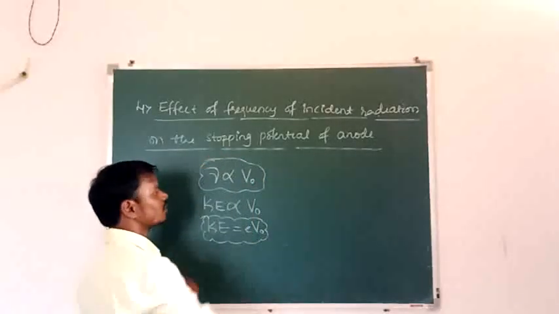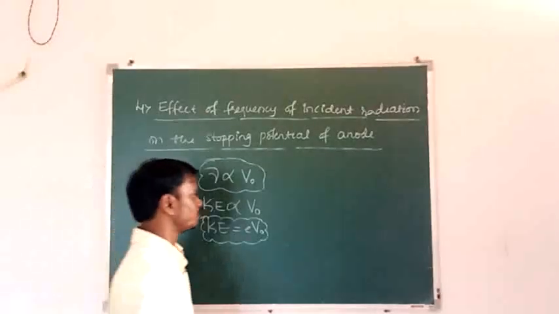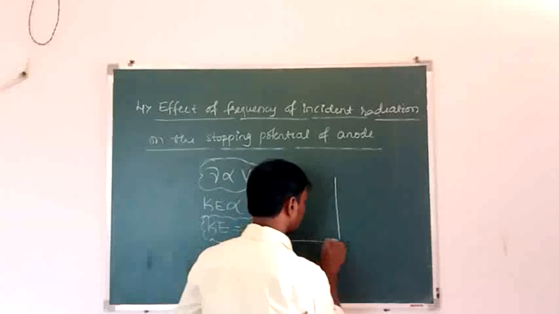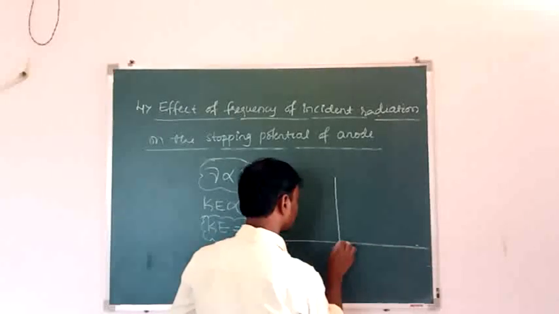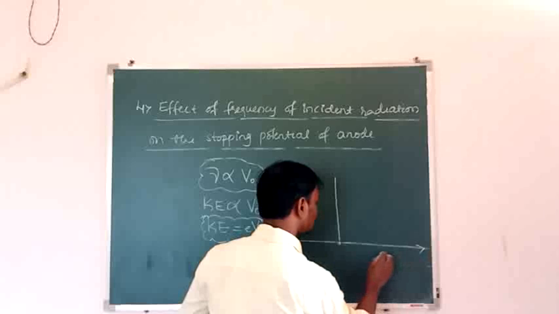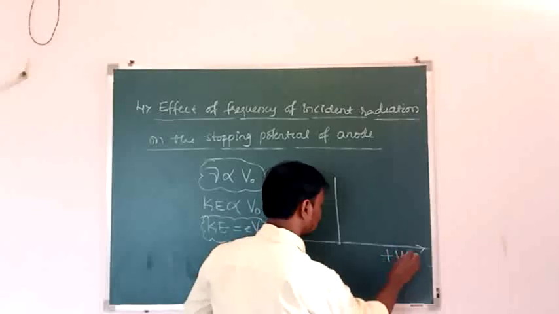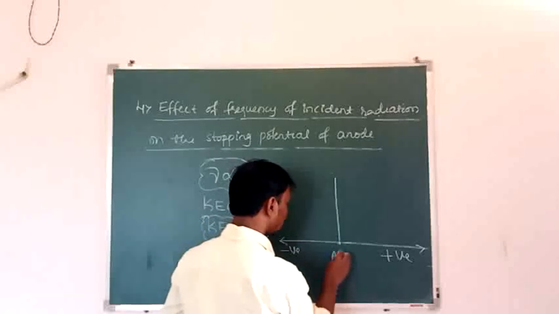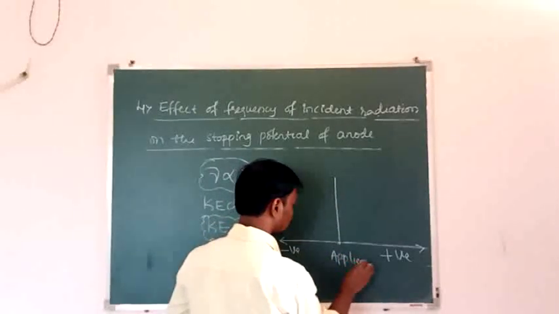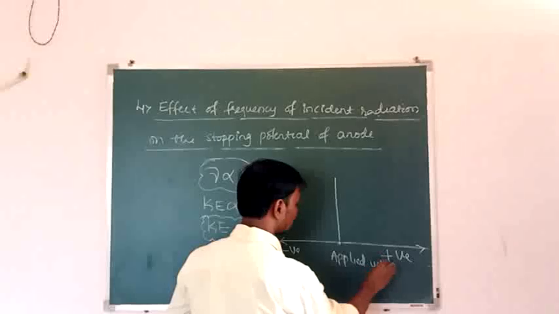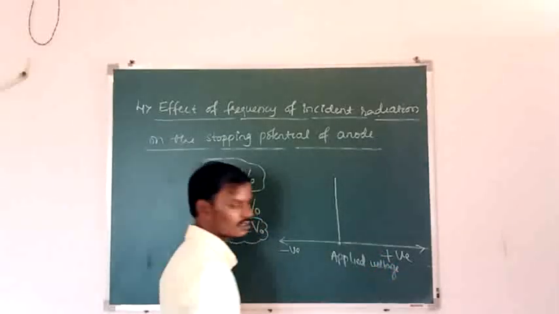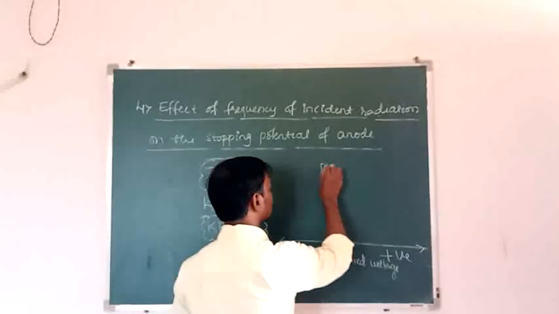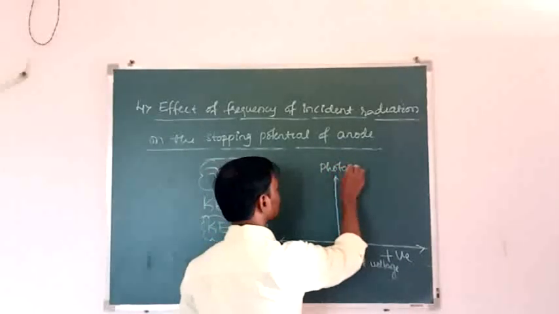So we are going to represent this graphically. This side I will take the positive potential of the anode, and this side the negative potential of the anode, and it is the applied voltage. Along the x-axis, what is taken here? Applied voltage. Along the y-axis I will take the photo current.